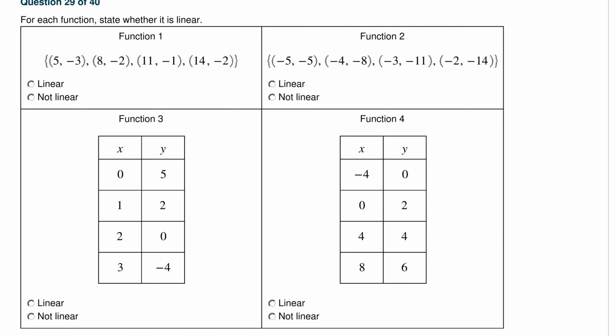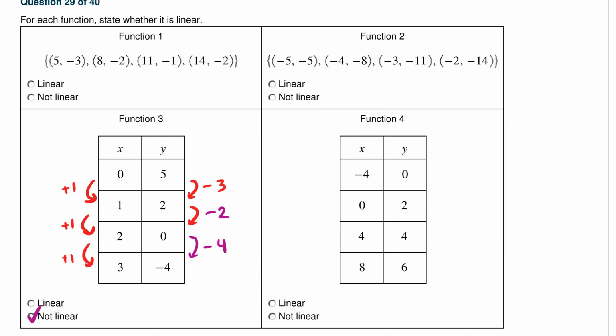So for 3, we're going to look at the x value. It looks like it's increasing by 1. 0 plus 1 is 1. 1 plus 1 is 2. 2 plus 1 is 3. The x value is increasing consistently by 1. The y value is decreasing by 3. Ooh. 5 minus 3 gives you 2. 2 minus 2 gives you 0. And 0 minus 4 gives you negative 4. So the y value is not decreasing consistently. So it's not a linear function.